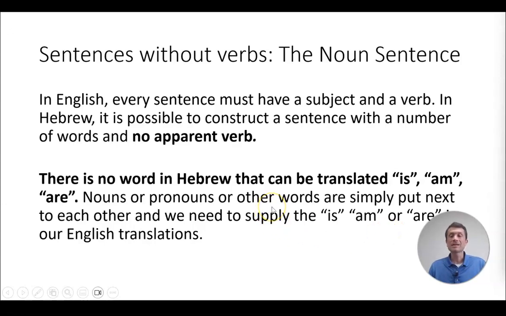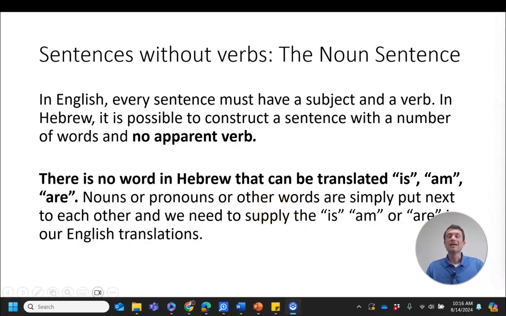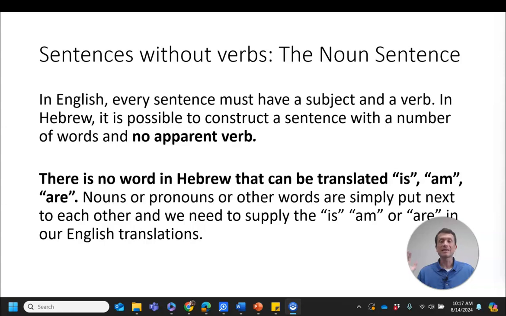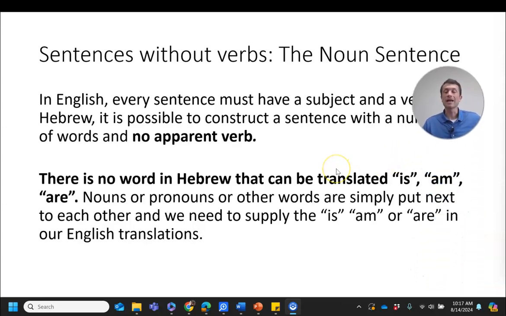Okay, let's talk about sentences without verbs for a minute, or a verbless clause, or a noun sentence is what your textbook calls it. In English, every sentence, right, has to have a subject and a verb. In Hebrew, though, it's possible to construct a sentence with a number of words and no apparent verb at all. There is no equivalent in Hebrew for a word that can be translated as is, am, or are, particularly in the way that we normally use it in English. Instead of that, they'll either put nouns or pronouns next to other words, and in English, we need to supply the verb is or are in order to translate it for it to make sense in English.